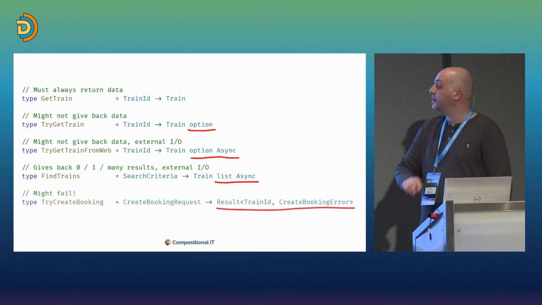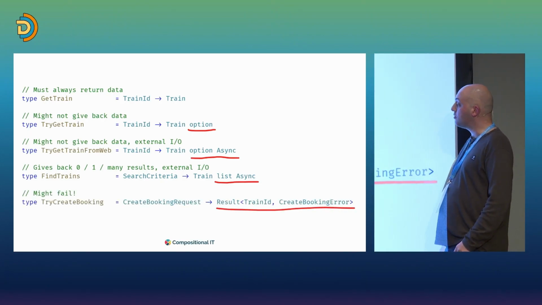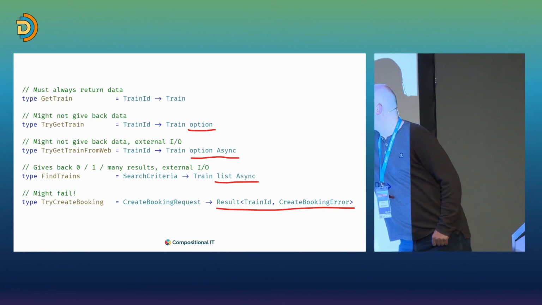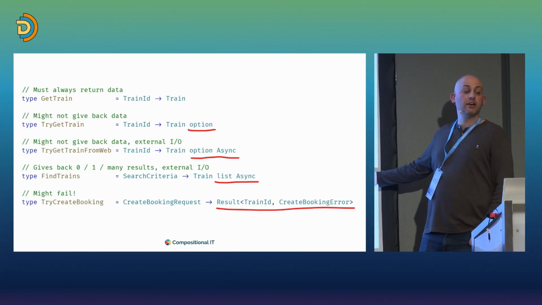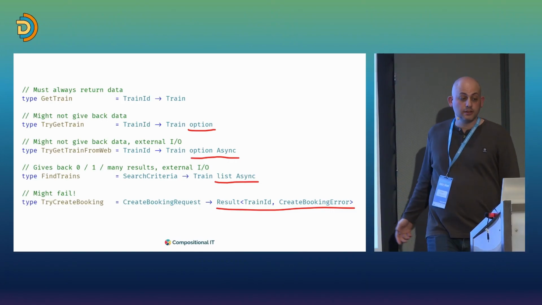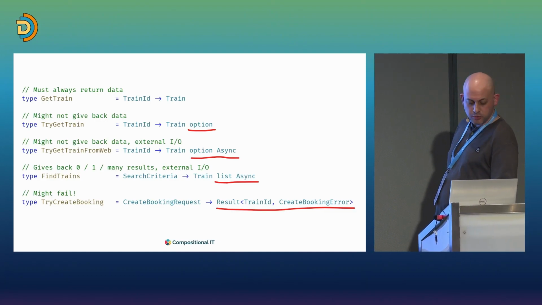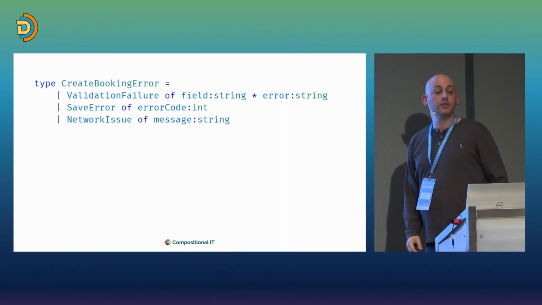What if something might fail? So I want to try and create a booking. Here's a create booking request. It will give back a result, which is either success or it's failed, which is an error case. And if it's failed, what is this create booking error? Well, that's pretty easy. That's just a union of the different types of things that can go wrong.